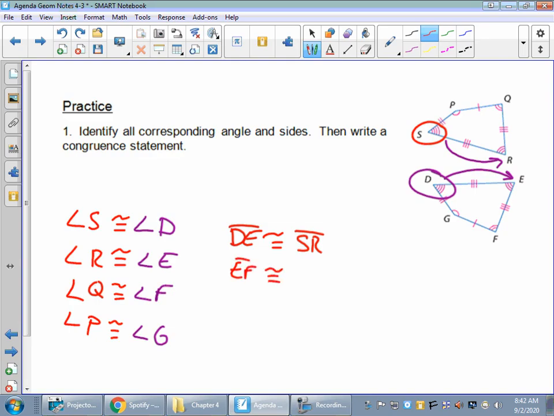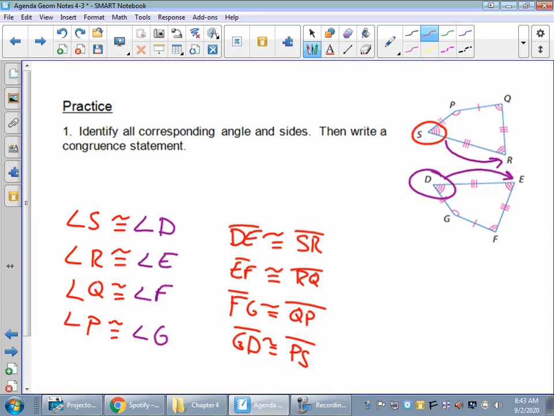Okay, and then I'm going to continue on and say EF would then be congruent to RQ because they both have three arc marks as well, and their angles are corresponding as well. And we'll continue on with that, say FG and QP, and GD and PS. Okay, so that would be all the corresponding angles and sides in these two shapes.